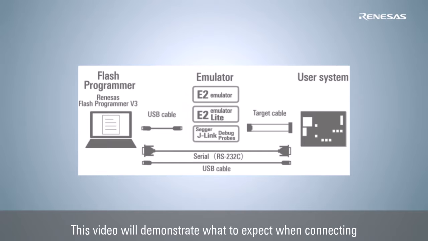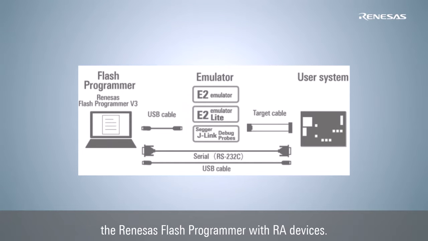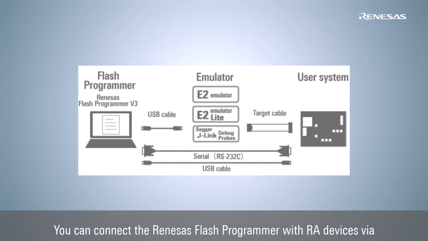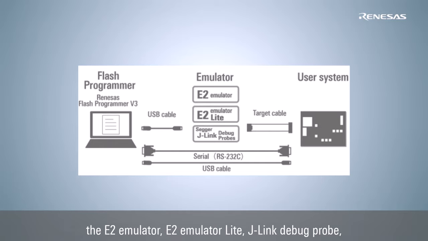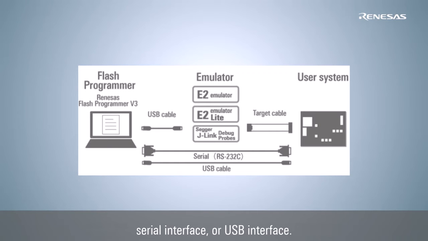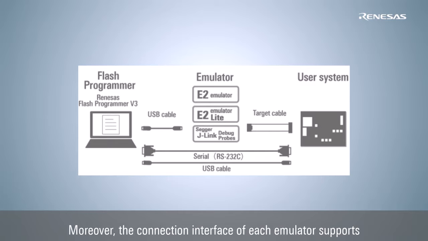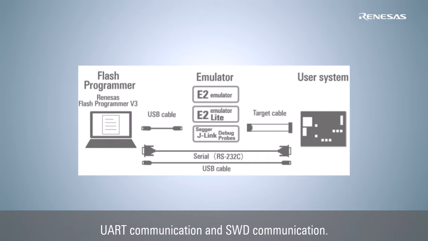This video will demonstrate what to expect when connecting the Renesas Flash Programmer with RA devices. You can connect the Renesas Flash Programmer with RA devices via the E2 emulator, E2 emulator Lite, J-Link debug probe, serial interface, or USB interface. Moreover, the connection interface of each emulator supports UART communication and SWD communication.